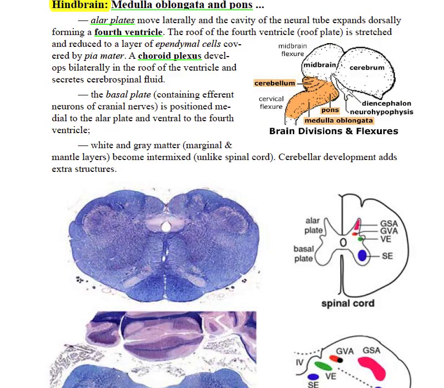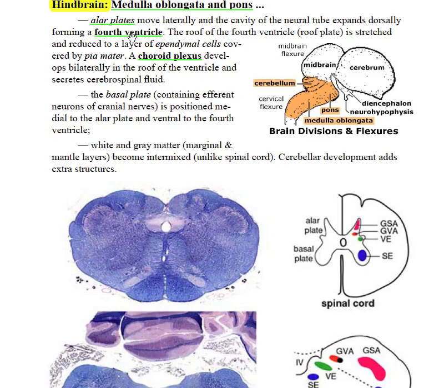The medulla oblongata and pons regions of the hindbrain, the brainstem of the hindbrain, give rise to the fourth ventricle. And this takes place when the alar plates move laterally and stretch the roof plate over the surface of an enlarged cavity which becomes the fourth ventricle. The term alar means wing, and you can see that the reason the dorsal plates are named alar is because they wing out laterally in the process of forming the fourth ventricle.